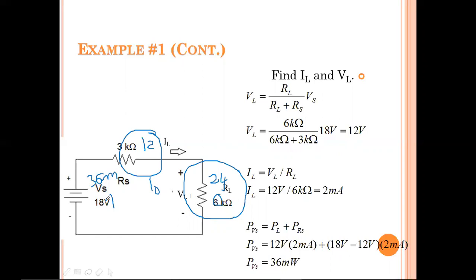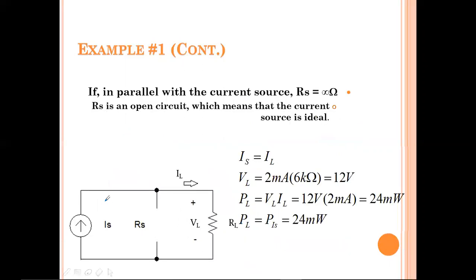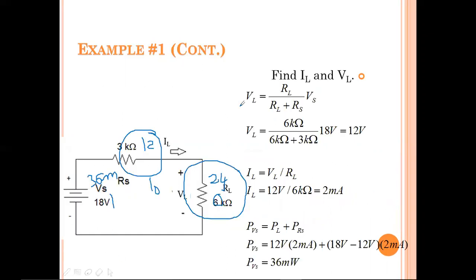If I change the value of the internal resistance, how is my output going to be affected, or how is my input going to be affected, either in the form of power or in the form of voltage and current? Now, if in parallel with the current source Rs is equal to 0, this is the ideal case, right? Now you found the IL and VL in this voltage source itself. This is a voltage source.